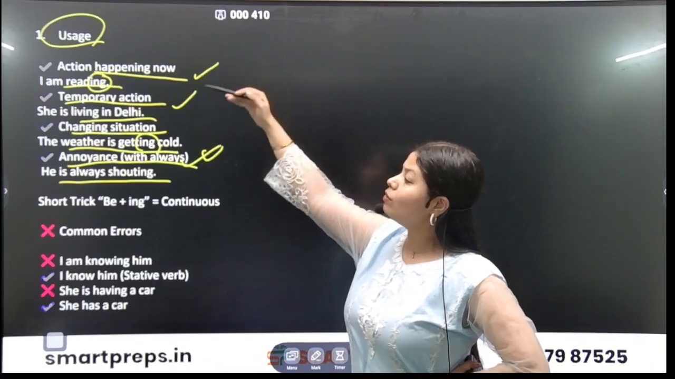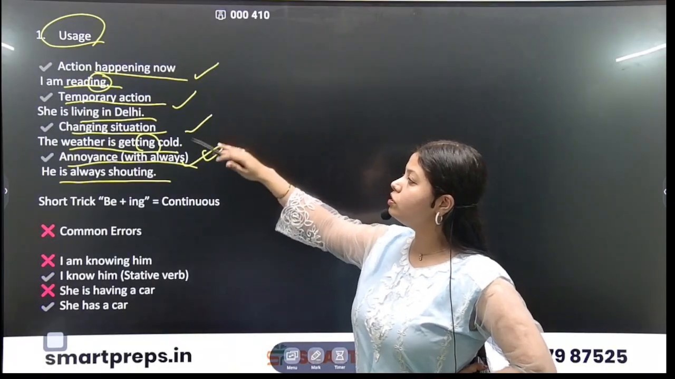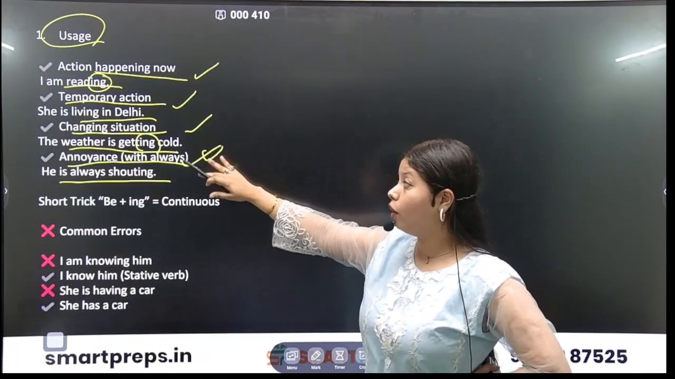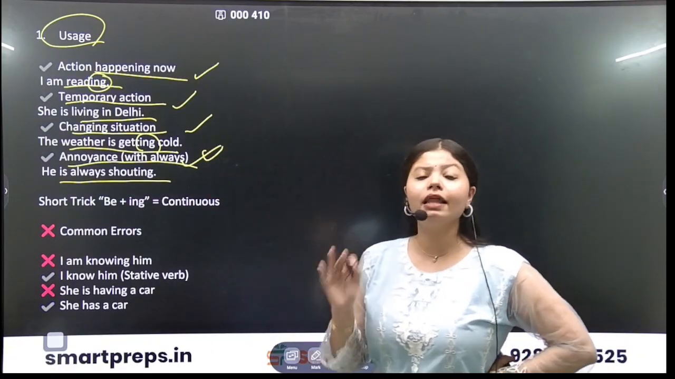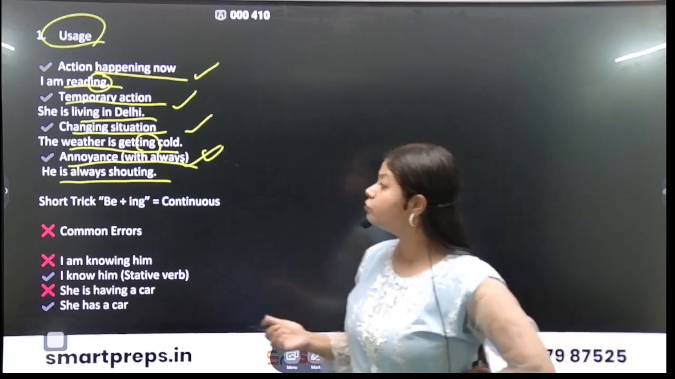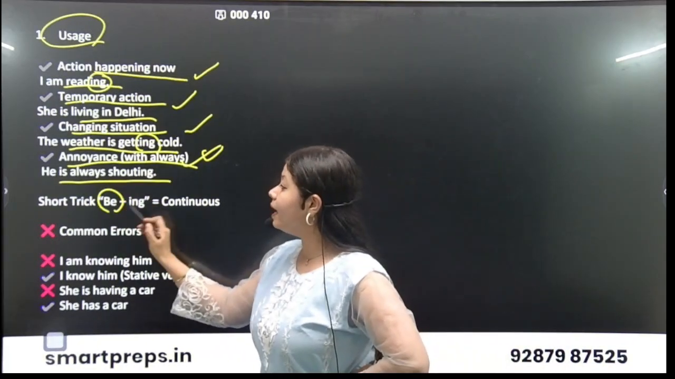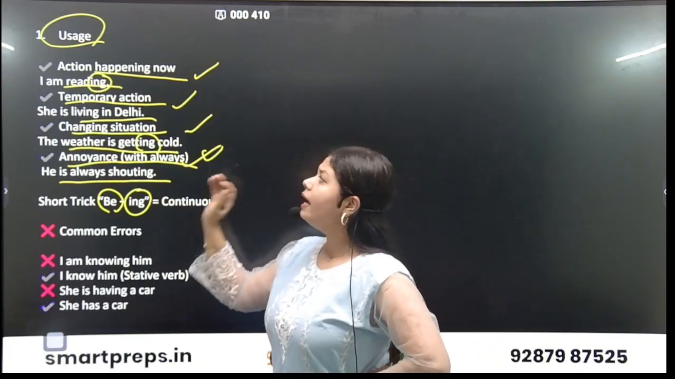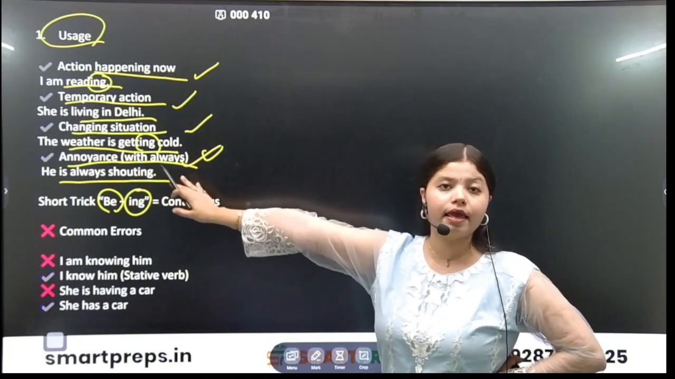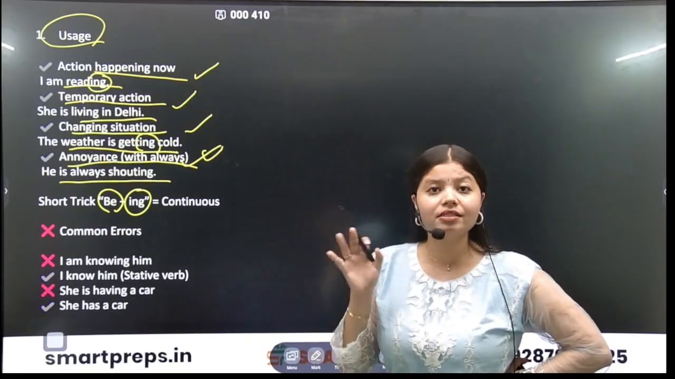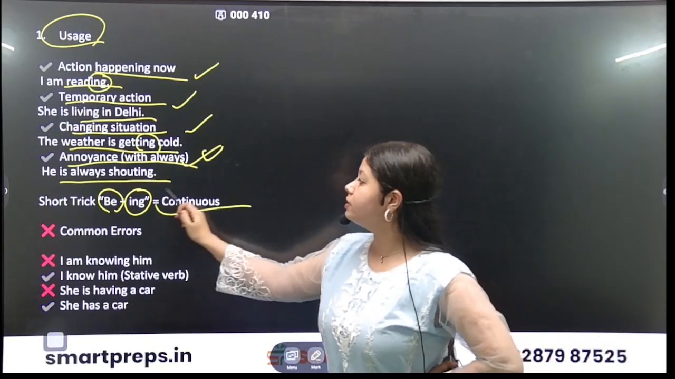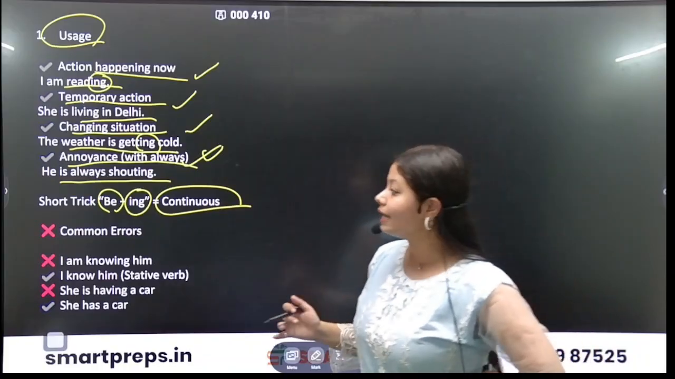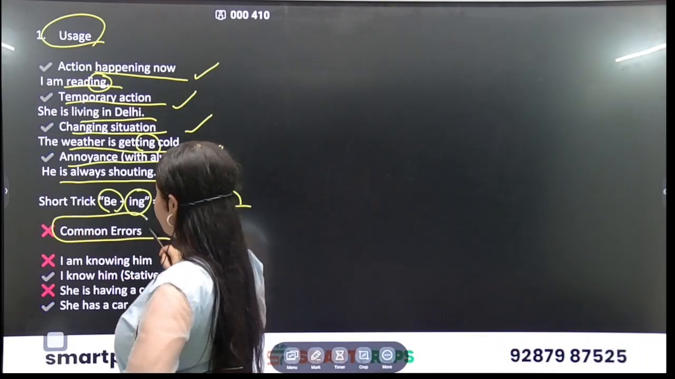So these are: action happening now, temporary action, changing situation, annoyance with always. Always remember that keyword. So, "he is always shouting". Now how do we do the short trick? The short trick is: be plus ing. Whenever ing is there, you must remember be means now. Be plus ing means it's continuous.